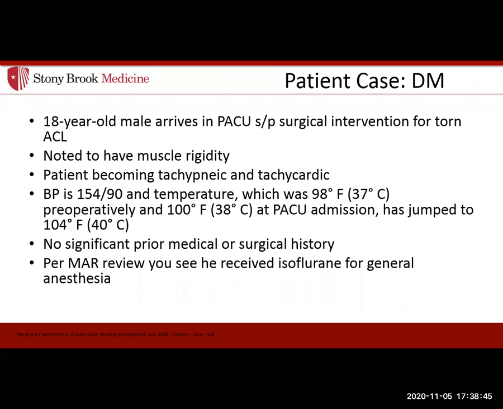So if a patient would present like this, we would want to administer our Ryanodex as quickly as possible, as well as cool the patient with our cool saline and continue to monitor them for up to 24 hours.